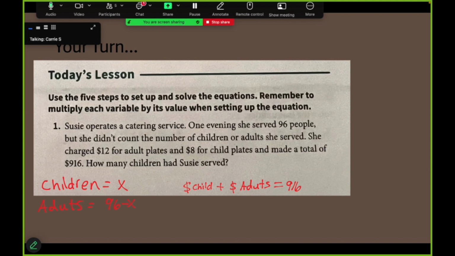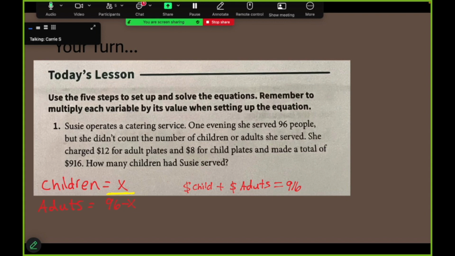All right, so Ashton, you're going to work with me. Here we go. Let's try together. How many children do we have, Ashton? Adults equal 96 minus x, and children equal x. That's right. So that means x plus 96 minus x equals 916.